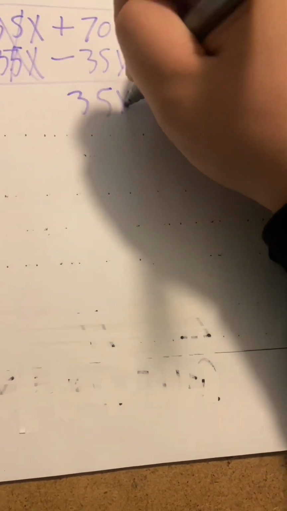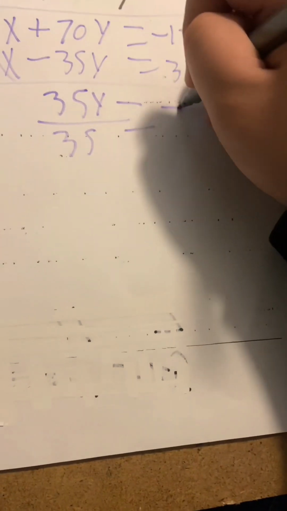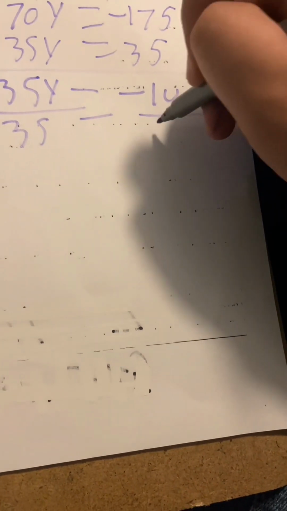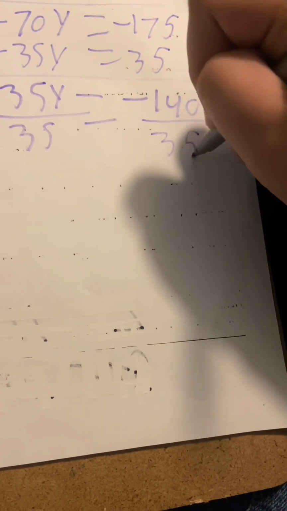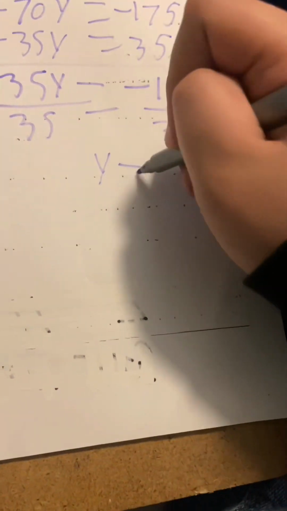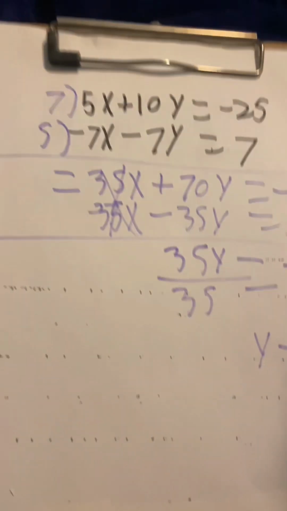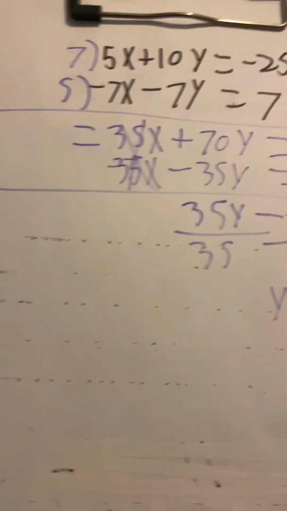So now that leaves me with 35y, and I'm gonna divide that by itself to get y by itself. And then so that leaves me with 35y equals negative 140. So I'm also gonna divide that by 35. So y equals negative 4. So now that I know what y equals, I'm going to insert it into an equation. So I'm going to use the top equation because it's easier for me, but you can use any. So the equation would be 5x plus 10, and in parentheses you do negative 4 because that's what y is.